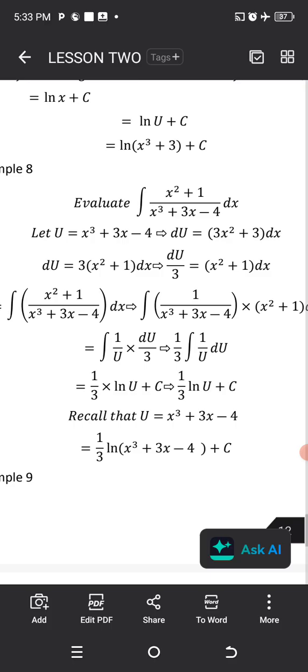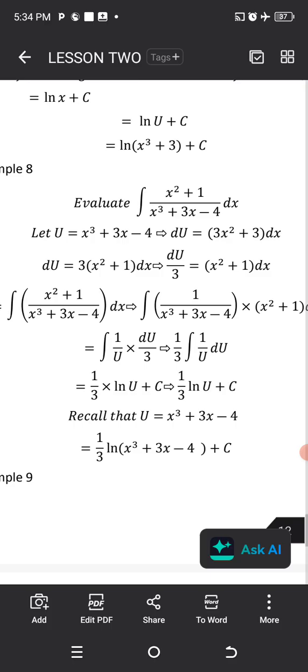u equals s raised to power 3 plus 3s minus 4, which implies that du is equal to, via differentiation, 3s squared plus 3 dx. So you bring out 3, and you can see here that du equals 3 into bracket s squared plus 1 dx, which is actually du over 3 equal to s squared plus 1 dx.